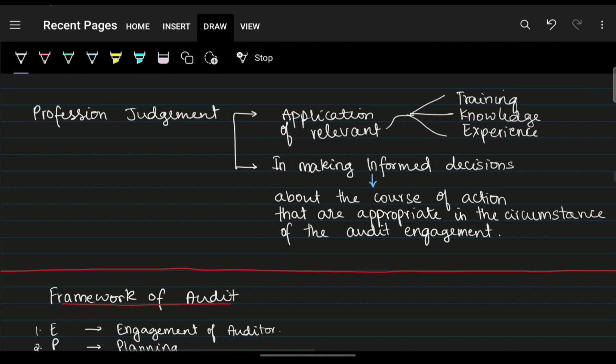Next, professional judgment. What is professional judgment? Application of the relevant training, knowledge and experience in making informed decisions about the course of action that are appropriate in the circumstances.